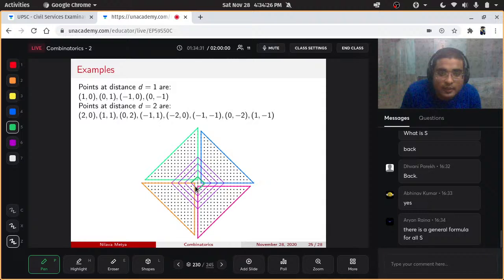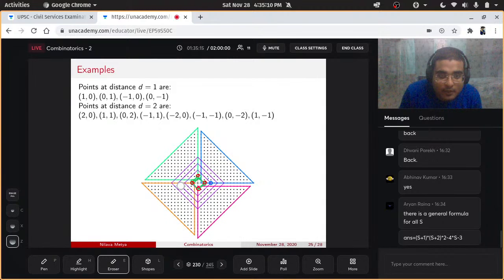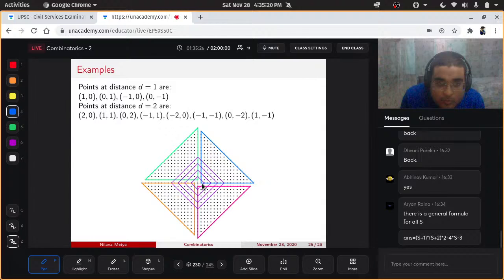Okay. Now what are the points at distance 2? So these are the points. I'm showing this with, let's say, a blue marker. Oh, I'm sorry. Let me just erase everything first. Then maybe we can have a better picture. Okay. So what are the points at distance 2? Distance 2 points, I'm marking with blue.